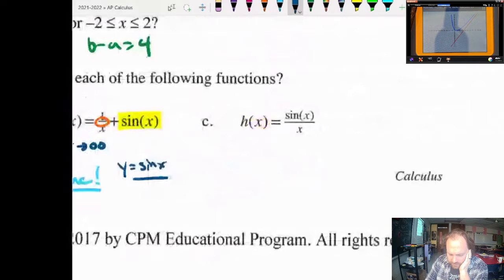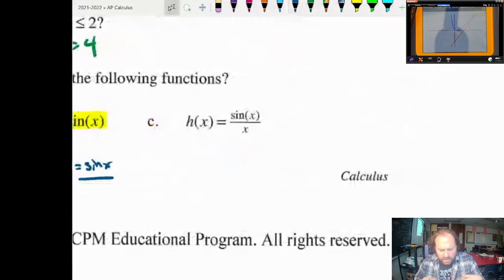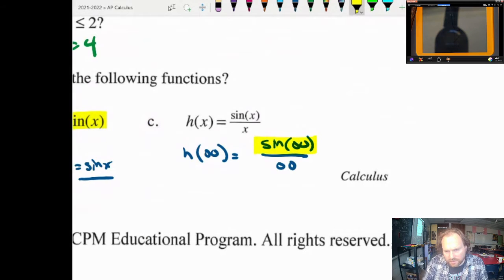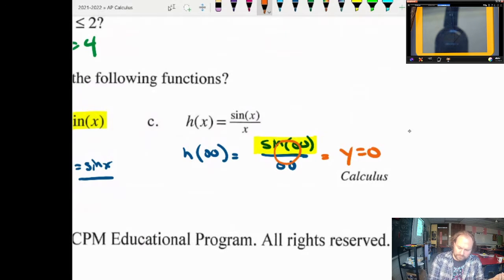Now this one, this is interesting. If we start plugging in values of infinity, let's think about h of infinity here in this problem. You get sine of infinity over infinity. Now what you got to remember is that this number is only ever going to be 1 or negative 1 or something in between constantly over time. However, infinity on the bottom of this function is going to mean that this whole fraction is just going to divide out to be basically 0. And so the end behavior is y equals 0 right there.